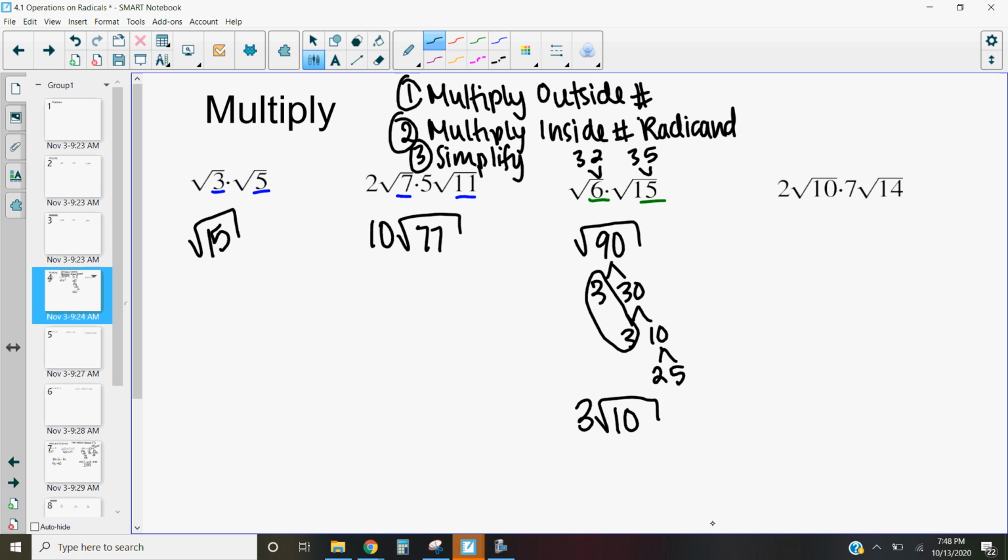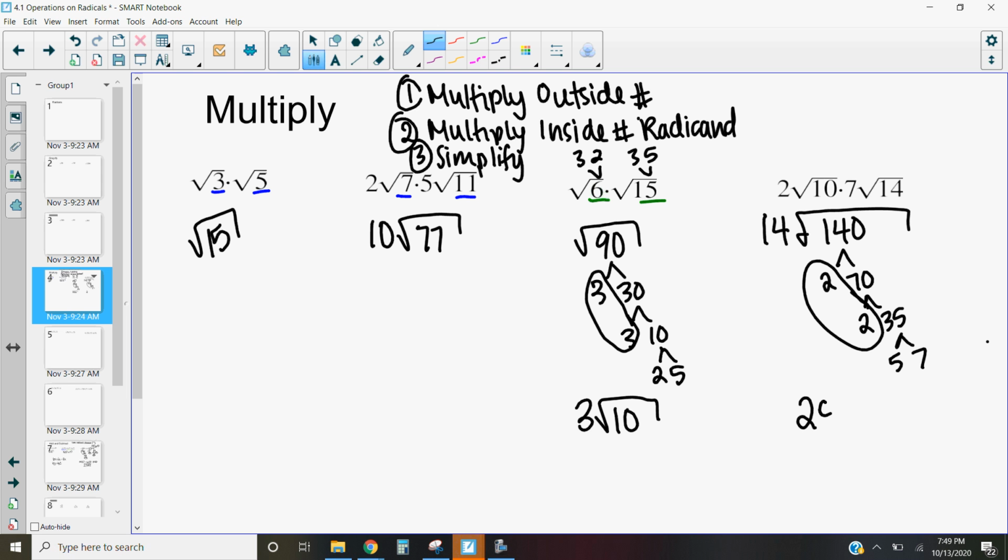So on this last one, we're going to do the exact same thing. Multiply the outside, 2 times 7, which is 14. Multiply the insides, 10 times 14 is 140. Neither of them are prime. They're both composite, so let's break it down. I've got 2 and 70. 70 breaks down into 2 and 35. 35 breaks down into 5 and 7. So that 2 we can factor out. We already have a 14 on the outside, so we need to take that 2 and multiply it by 14. So we end up getting 28 on the outside and 35 on the inside. And so 2 root 10 times 7 root 14 is 28 times the square root of 35. Fantastic.